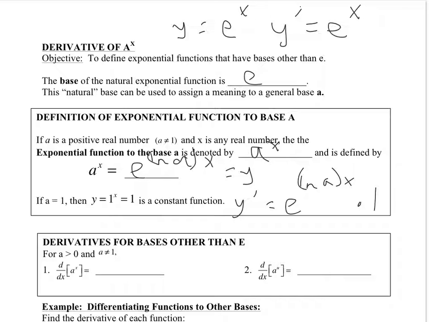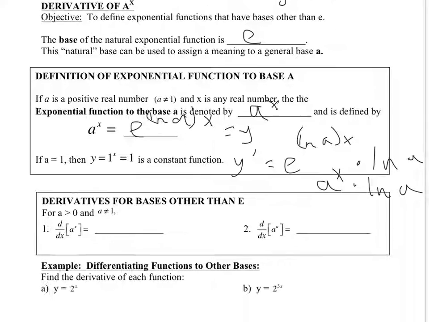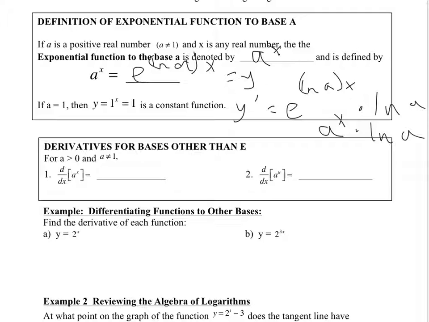and then we're going to multiply that by the derivative of the upper function. Okay, well, this upper function right here is the natural log of a times x, so its derivative is just natural log of a. Now, I can go ahead and do a swap out, and I can replace this entire thing right here with a to the x, because that's how I defined it. That makes this a to the x times the natural log of a, and that's going to be my derivative for any general exponential function. So the derivative of bases other than e is going to be a to the x times the natural log of a.